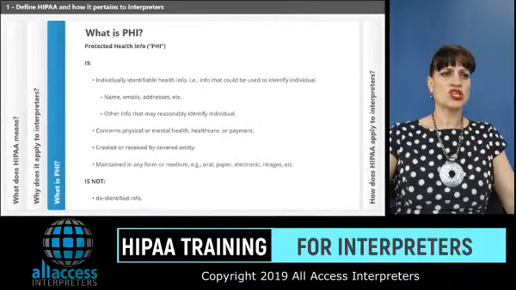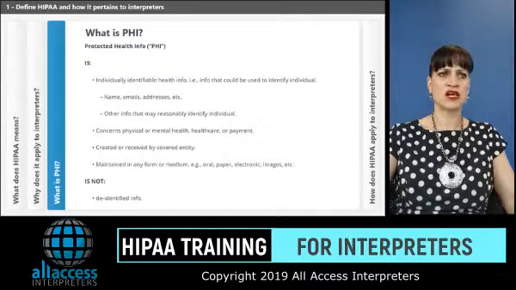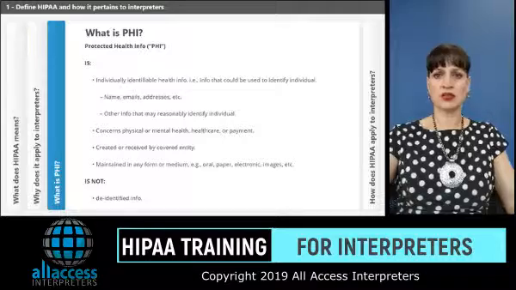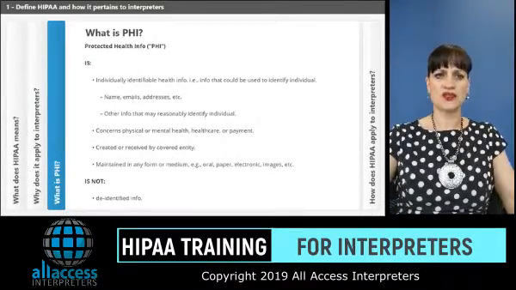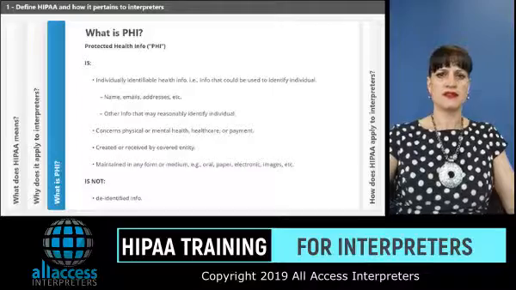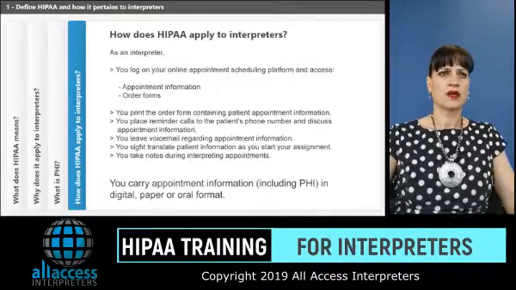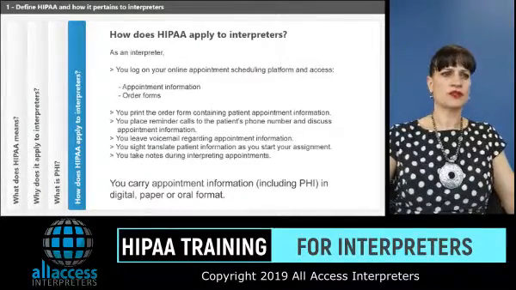If the information is de-identified, then it is not PHI. So de-identified would mean if you use an example of someone that you have interpreted for to teach a class, for example, and you don't use any kind of particular information that would identify that person, then that would be okay.